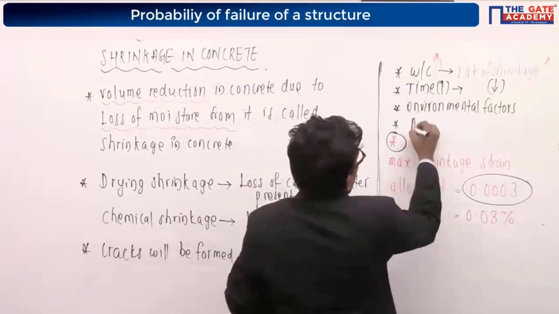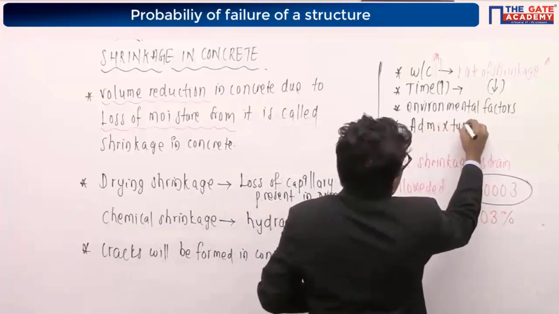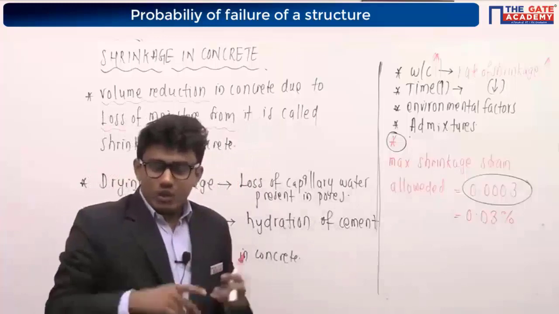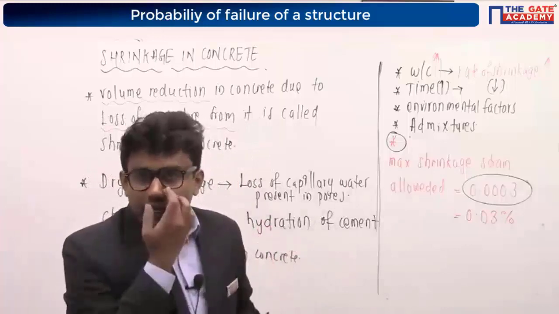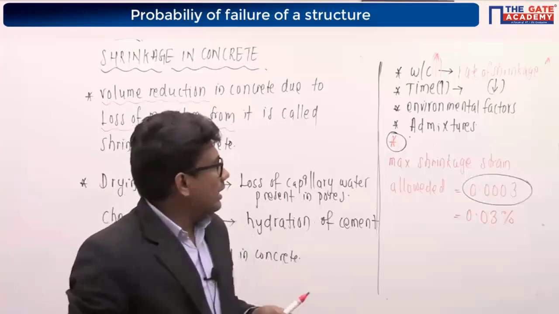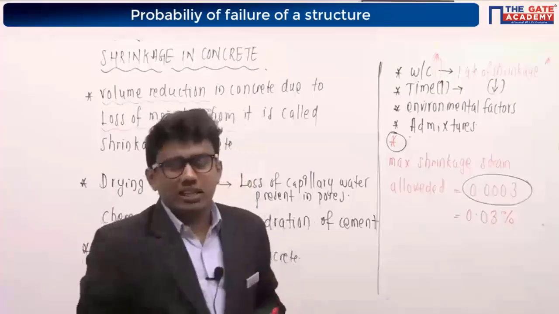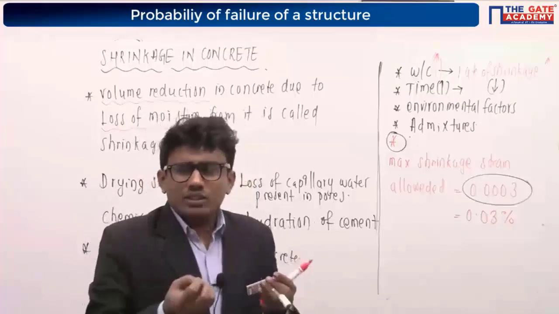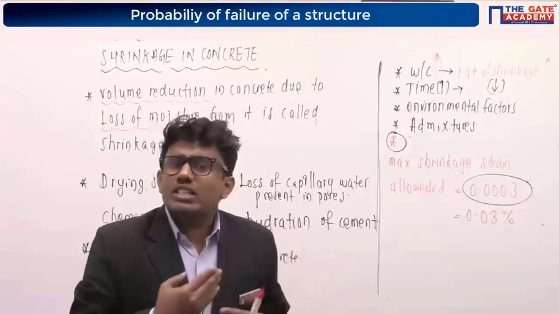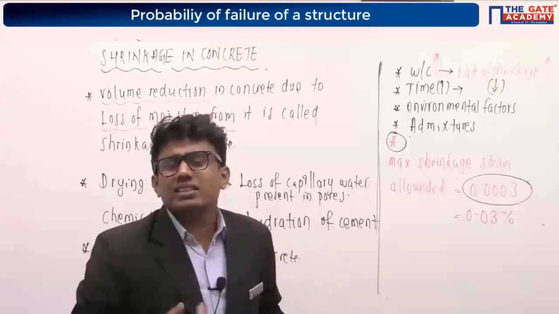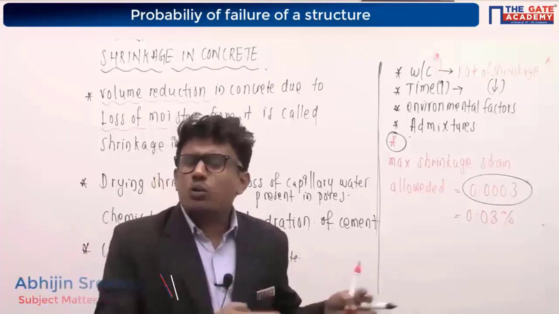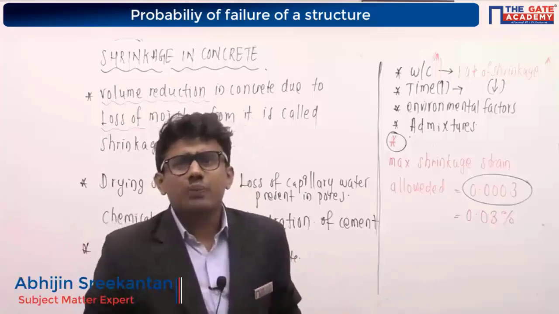And one more thing is admixtures. We discussed what admixtures are. These are the chemical substances added to the concrete to affect its properties, like workability, strength, setting time, etc. If we use some accelerators like sodium chloride, there is a possibility of shrinkage. The rate of shrinkage will be more if we use such accelerators from admixtures. So avoid the use of those kinds of accelerators. Try to avoid them, then the rate of shrinkage will be less.